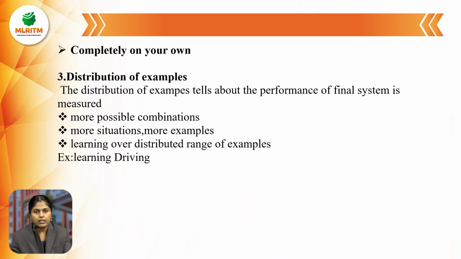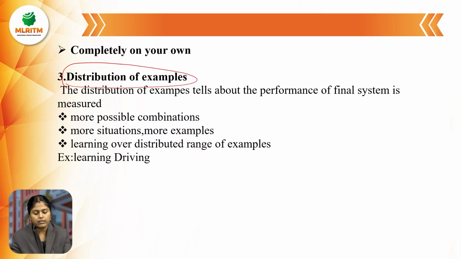And the next one, the trainer's partial help, which is completely on our own. Completely we have learned on our own, and up to 10% or 20% we are taking help from the trainer. That is nothing but with the trainer's partial help. And the next attribute is the distribution of the examples. This is another attribute for the training experience.